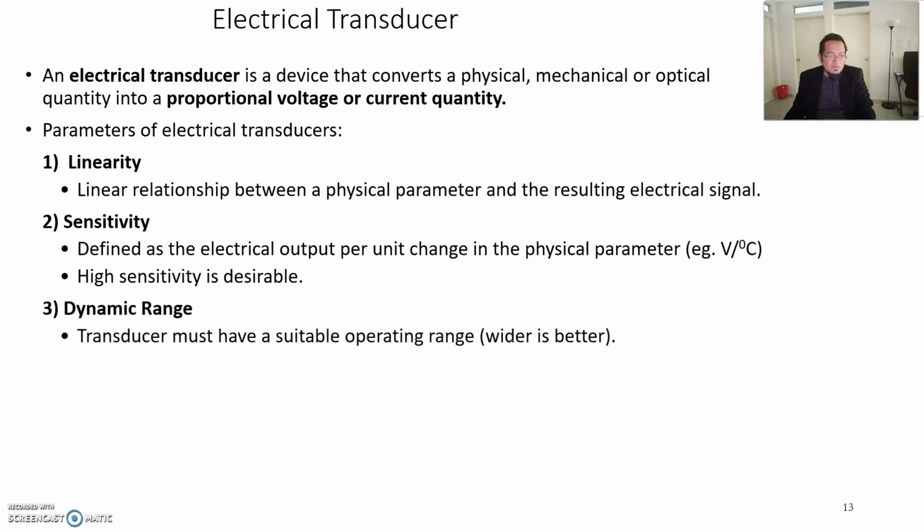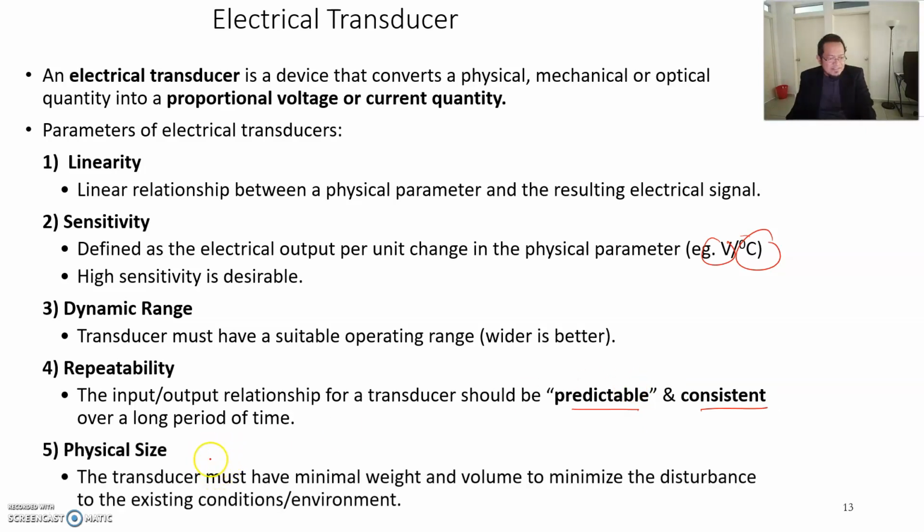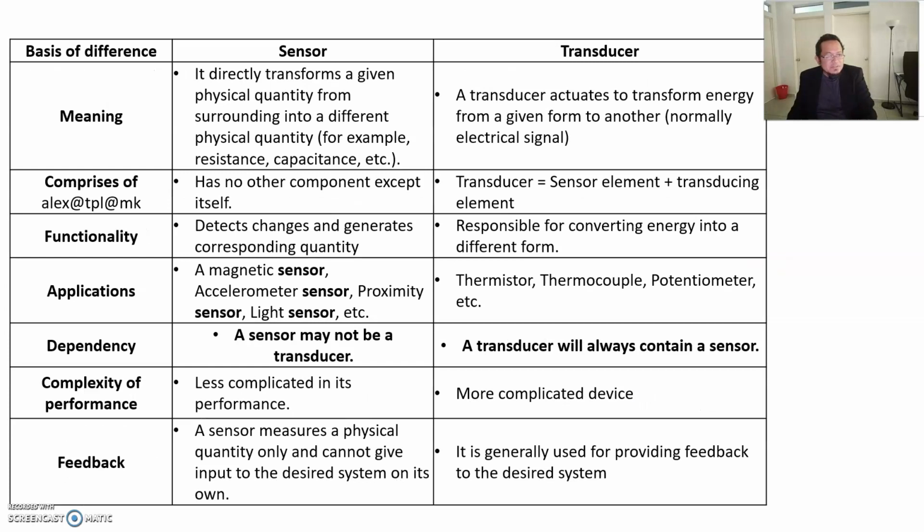For example, you want to know how much the voltage changes per unit of temperature. Then dynamic range: the transducer must have a suitable operating range, and the wider the range, the better. Repeatability means the input-output of the transducer should be predictable and consistent. You can use the transducer again and again, and if we measure the same amount, it will give the same result. And physical size: it should have minimal weight and volume, because sometimes you have to bring that transducer up to the field, maybe exposed to rain and different temperatures, and it also has to be portable. So these are some of the practical parameters of electrical transducers.